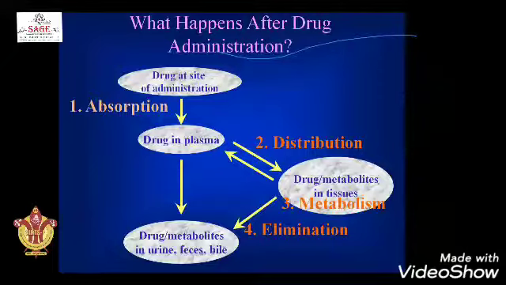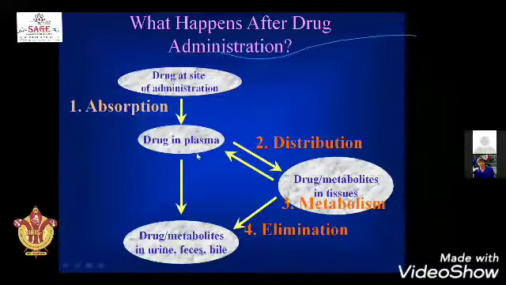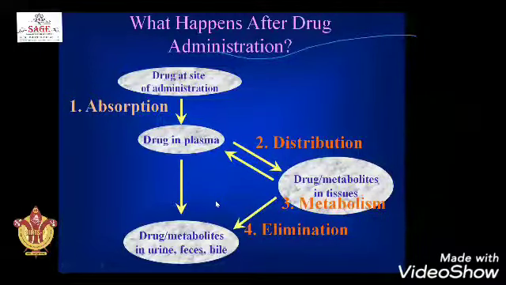Unless the drug is designed in such a way that it will deliver directly to the target organ, if you are using some conventional route of administration or conventional dosage form, then the drug will first reach into the plasma, and from there it will be distributed, right? Distributed in different parts of the body. After the distribution, part of the drug will come back to the plasma, and part of the drug will be metabolized and eliminated from the body.